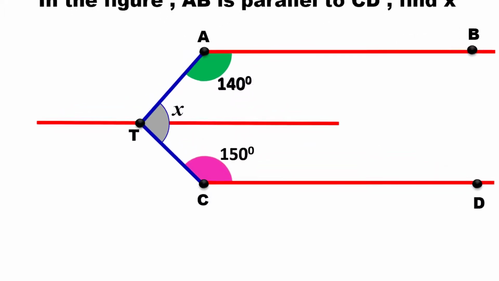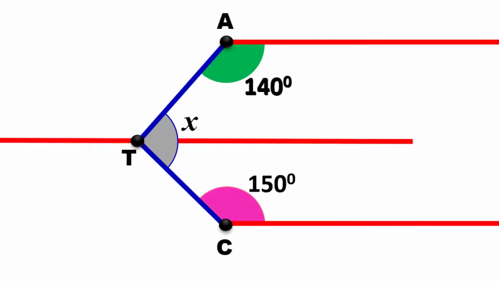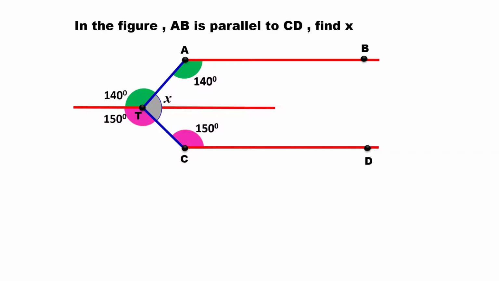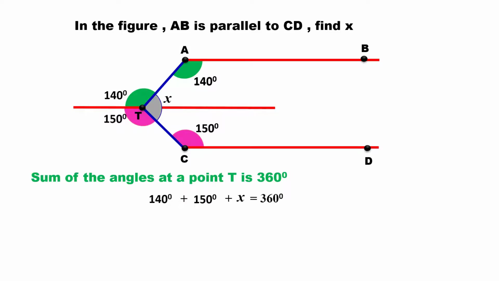Listen to the figure. By transversal theorem, the angles at the point T are 140 degrees and 150 degrees. We know that sum of the angles at a point T is 360 degrees. Therefore, 140 degrees plus 150 degrees plus x is equal to 360 degrees, which gives 290 degrees plus x is equal to 360 degrees.